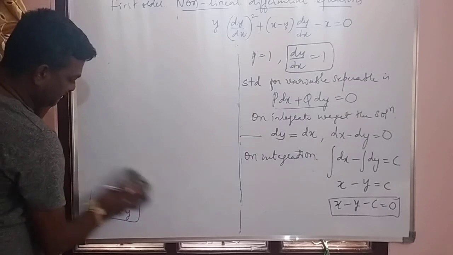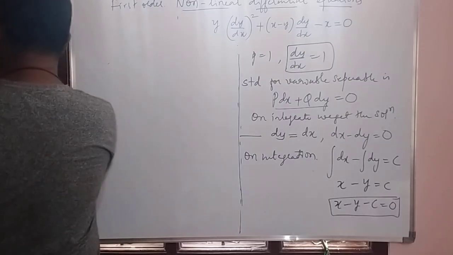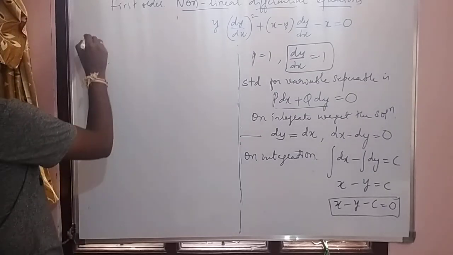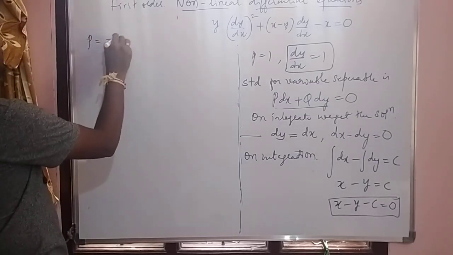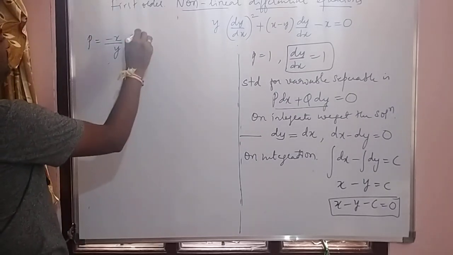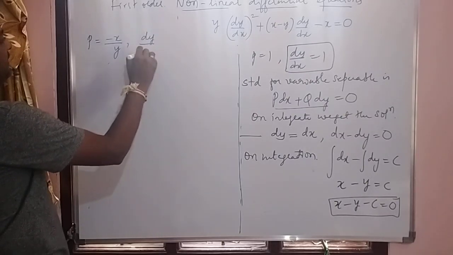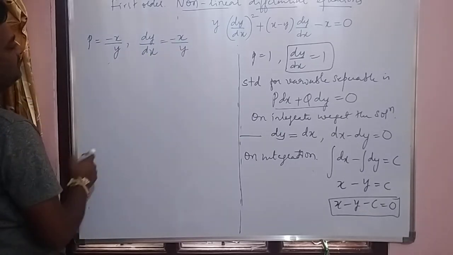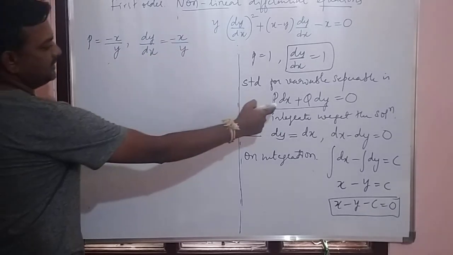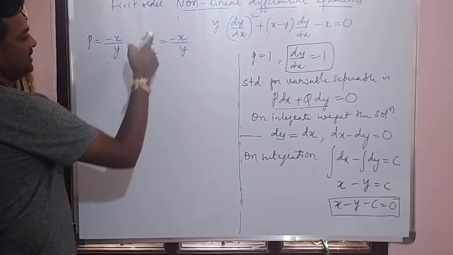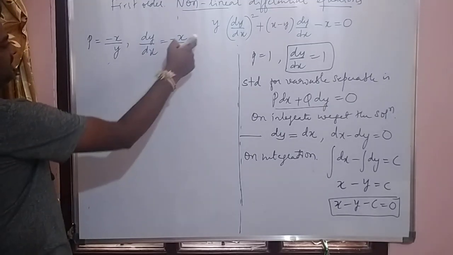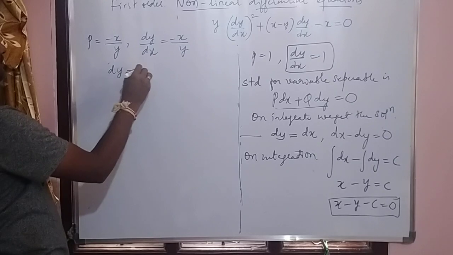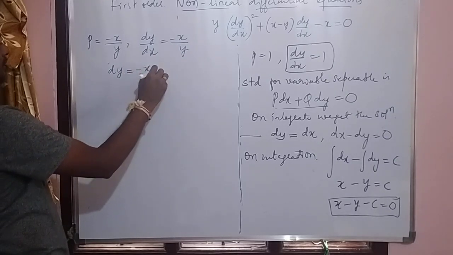What is the second equation? P is equal to minus x by y, which is dy by dx is equal to minus x by y, students. As usual, we need to express it in variable separable form. Just cross multiply it, first dx, then observe what will happen. dy is minus x divided by y into dx.